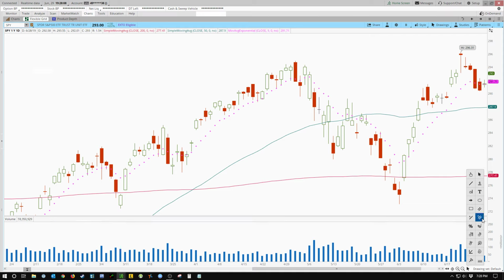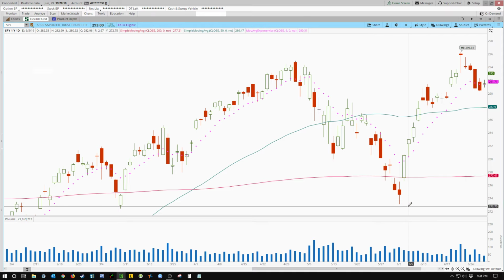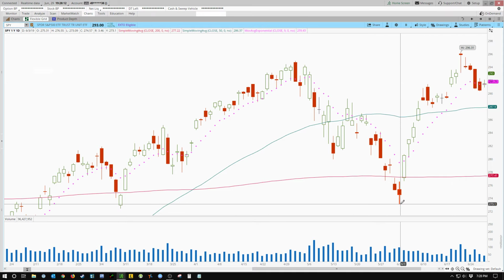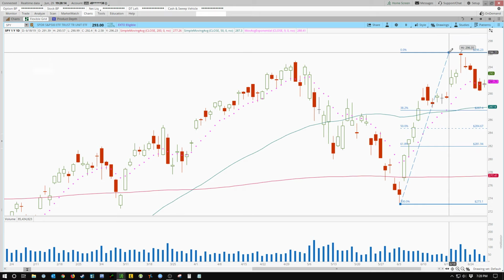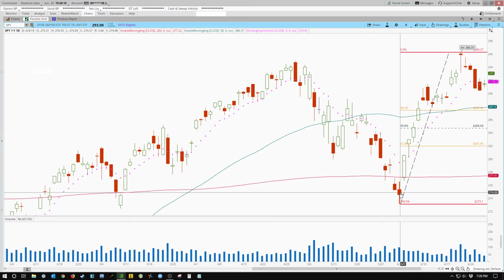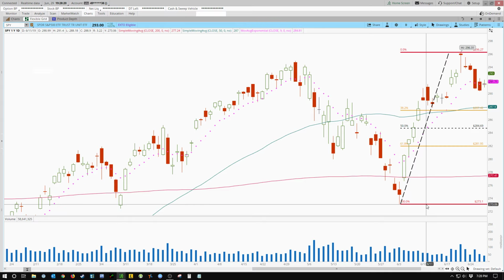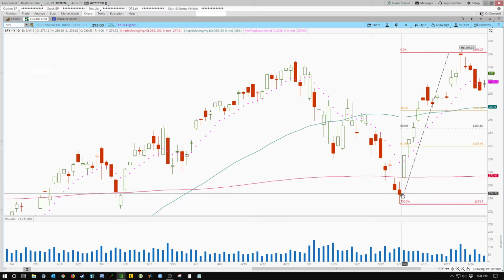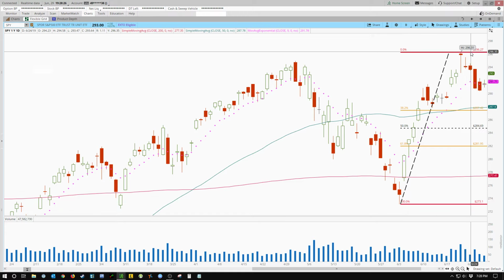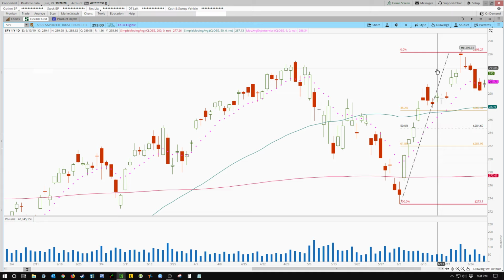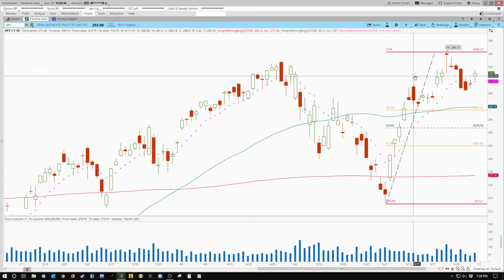So what we do is go to our fib tool. Now this time we're in an uptrend, so we would go from the low to the high. And technically, like I said, you would look at the actual low here and modify it so that the low here is exactly what this low is and the high here is exactly what that high is, but I'm just not going to do that right now. Let's just try to keep the video as short as possible.